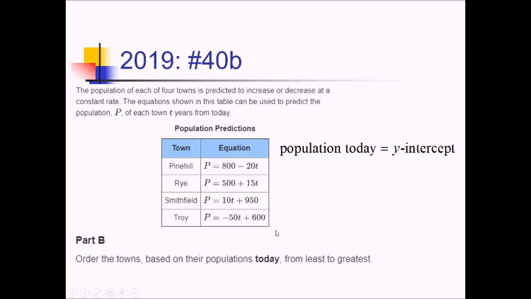So let's just write each of these, and then we'll put them in order. Y-intercept for Pine Hill is going to be this 180. For Rye, we've got 500. It's just whatever isn't going to be zeroed out when you plug in 0 for t. For Smithfield, we've got 950, and for Troy, 600. Putting them in order now, we've got Rye, that's the smallest population with 500. After that, we've got Troy, Pine Hill, and Smithfield.